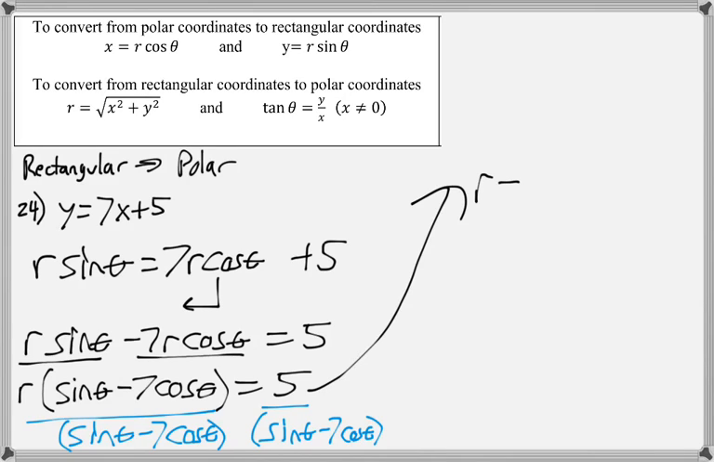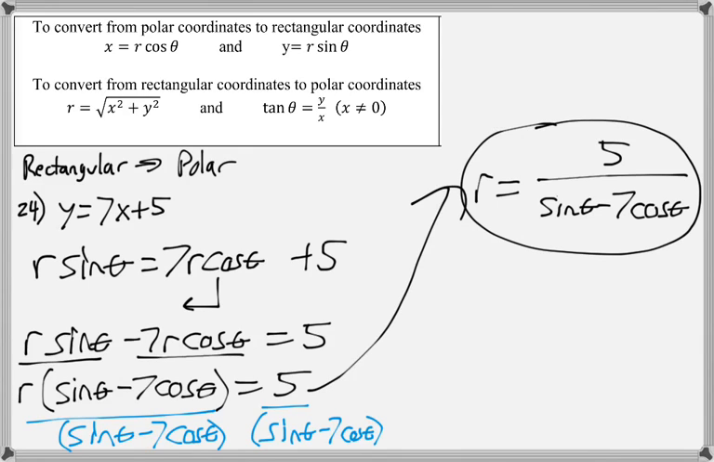So r is equal to 5 over sine of theta minus 7 cosine of theta. And that'll be our final answer.